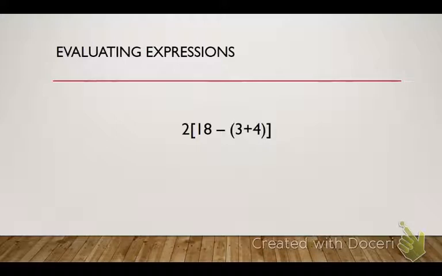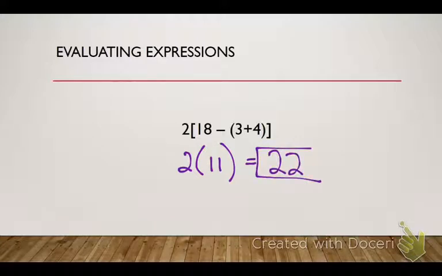Now in the second example, I don't have any substitutions to make, but I do need to follow the order of operations to solve. So we need to evaluate what's on the inside first. What's 3 plus 4? 7. What's 18 minus 7? 11. So 2 times 11 equals 22. 22. Who got that right? 22. Awesome, guys. Good job.